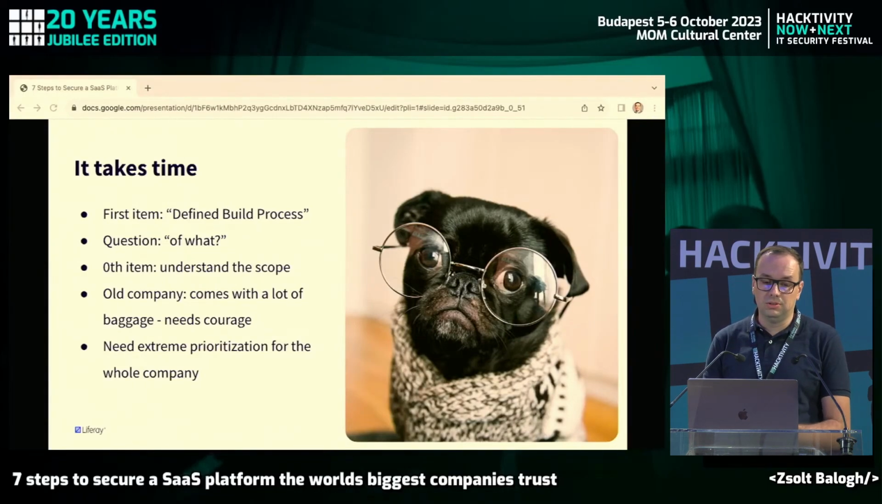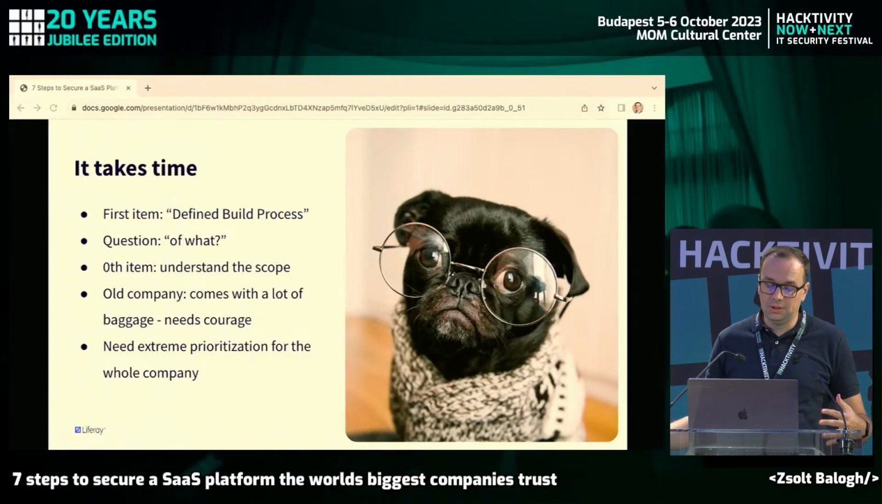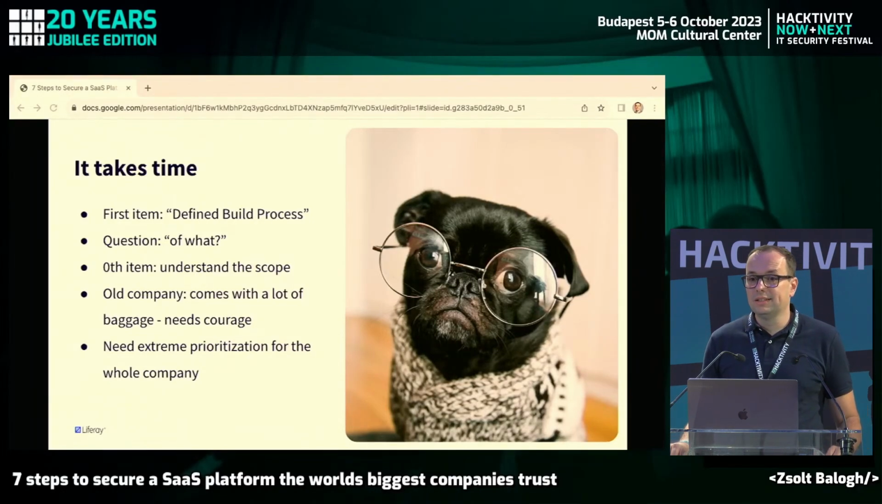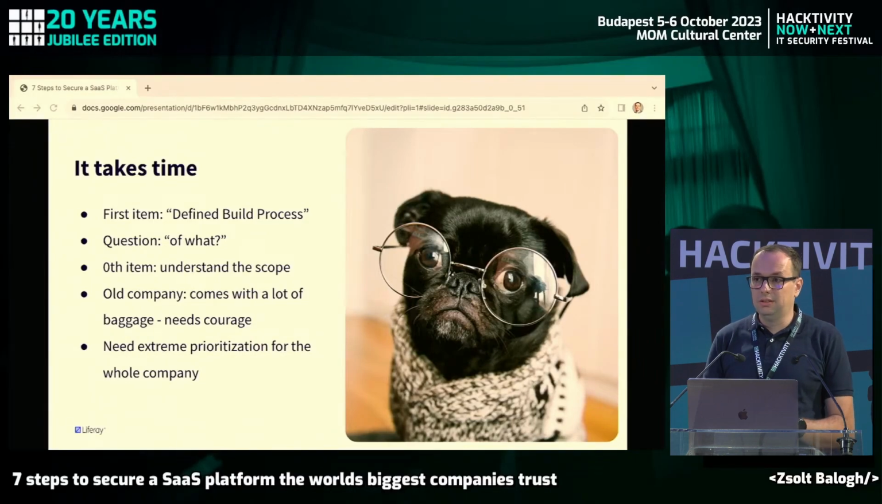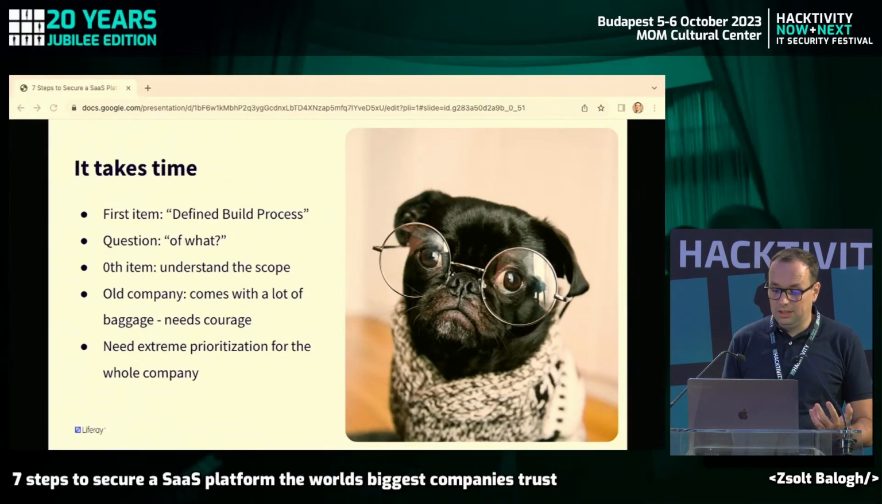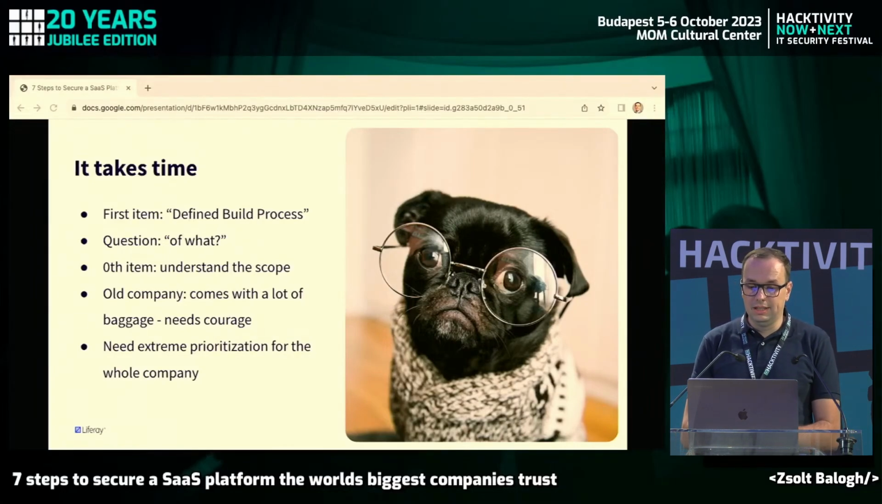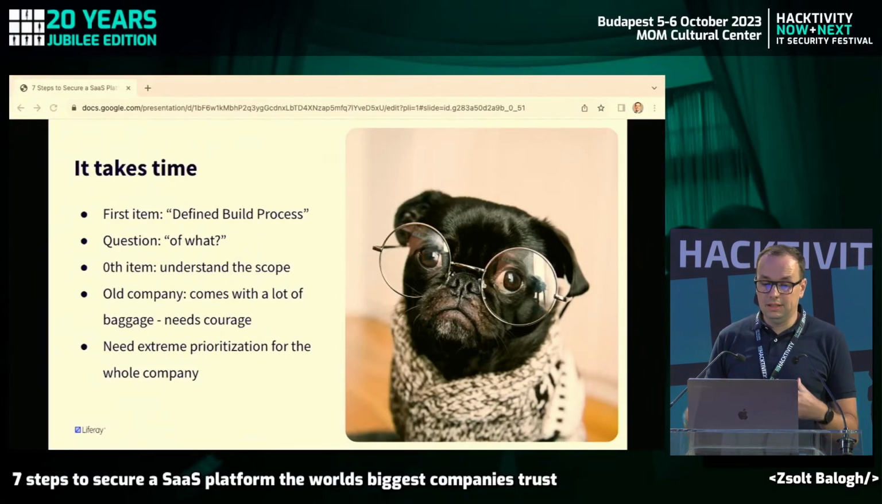But then the conversation goes, this is the first item on the list. I guess you couldn't read. Define build process. Okay, of what? We have a build system which builds the build system. You need to have a good understanding of your whole organization, especially if you are coming from a very old open source environment and you want to make changes to all those supported 7-year software. And then you need to have a very crazy prioritization in order to start moving right away.